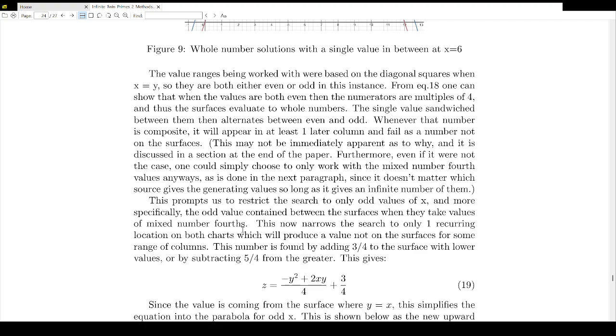This prompts us to restrict the search to only odd values of x, and more specifically, the odd value contained between the surfaces when they take values of mixed number fourths. This now narrows the search to only one recurring location on both charts, which will produce a value not on the surfaces for some range of columns.